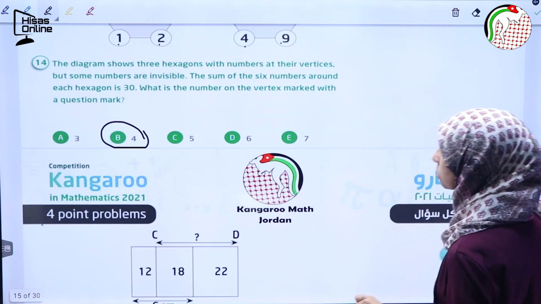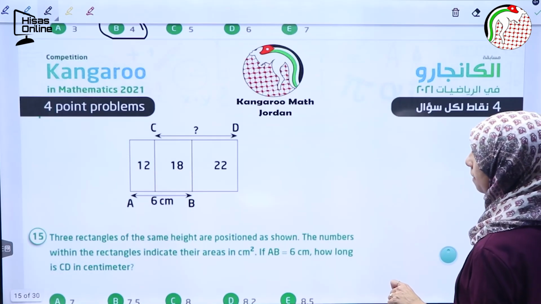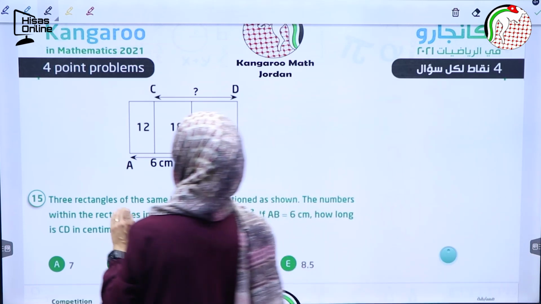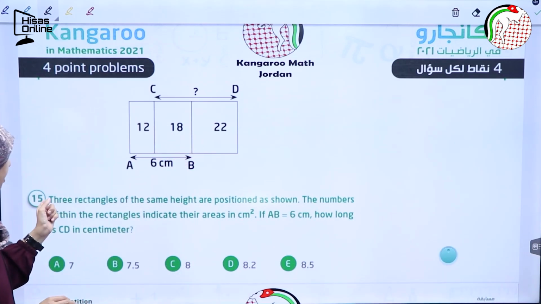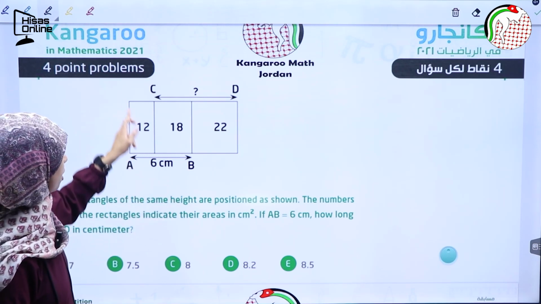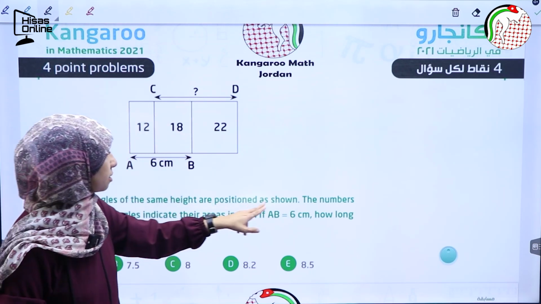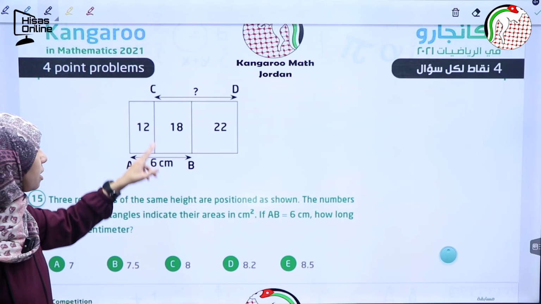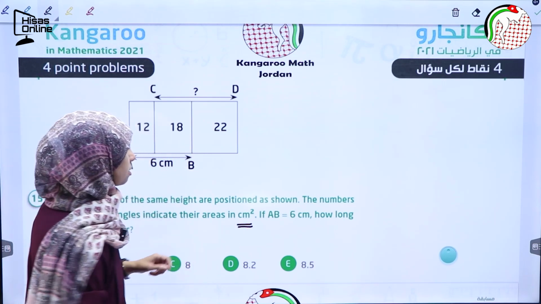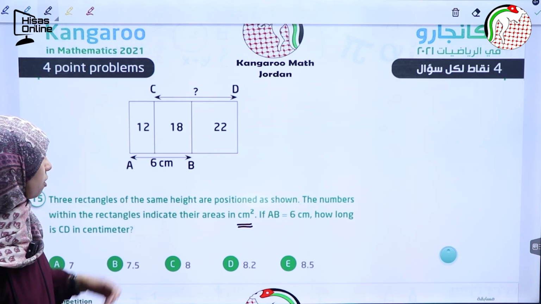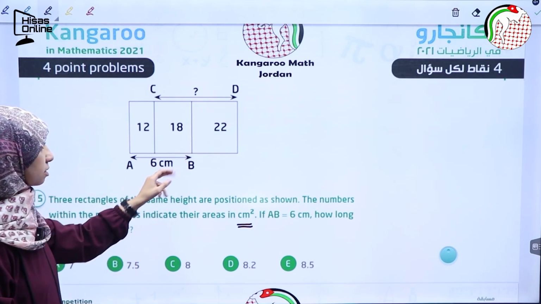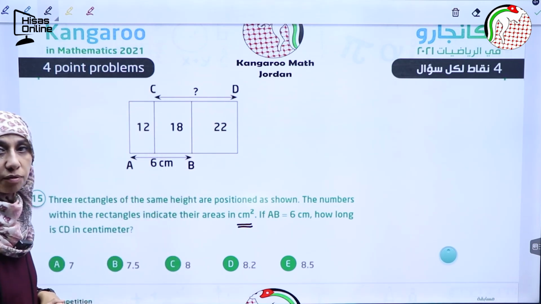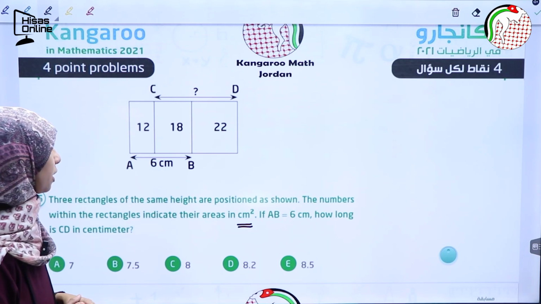Moving to question 15. Question 15 now. We have those 3 rectangles. They have the same height, and the number written inside each rectangle is the area measured in square centimeters. Now, the length of AB is 6 centimeters, as you can see here. Now we need to find the length of CD. How can we find CD?